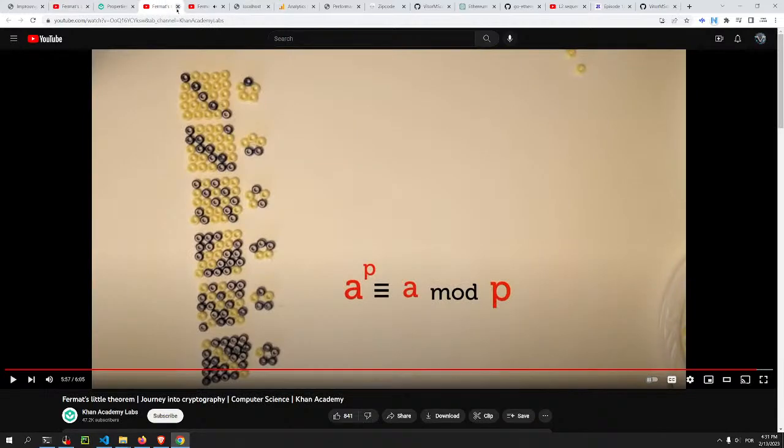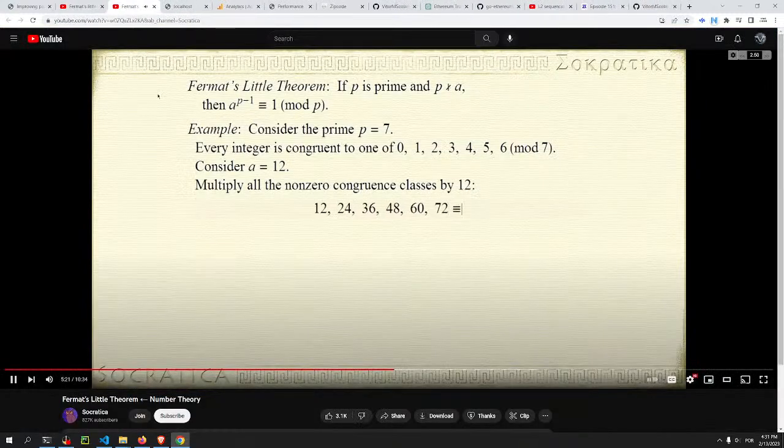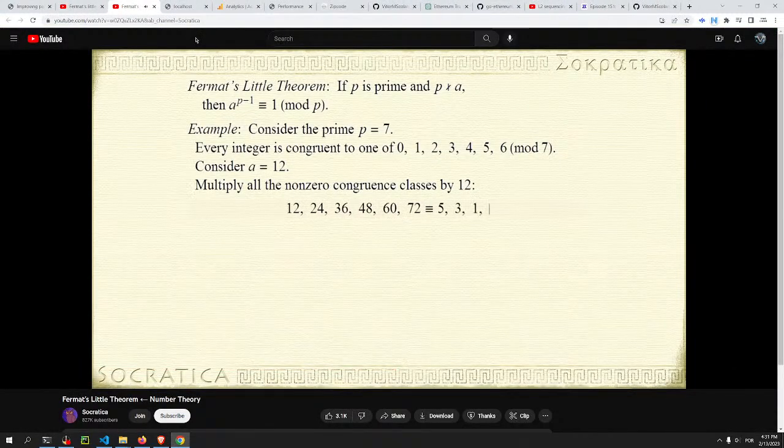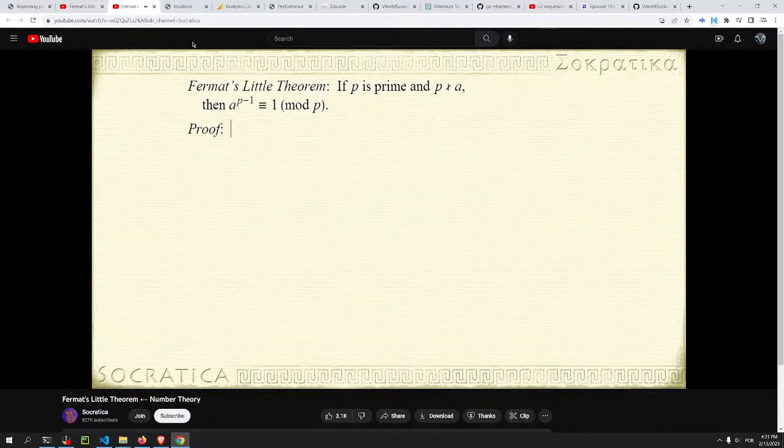Consider the case where a equals 12. Look what happens if we multiply all these numbers by 12. We get 12, 24, 36, 48, 60, and 72. If you simplify these mod 7, you get 5, 3, 1, 6, 4, and 2. Notice it's just a rearrangement of the numbers 1 through 6. That's the trick that's going to be used, that if you multiply the congruence classes by a, it simply rearranges them. So now let's actually give a formal proof of Fermat's little theorem.